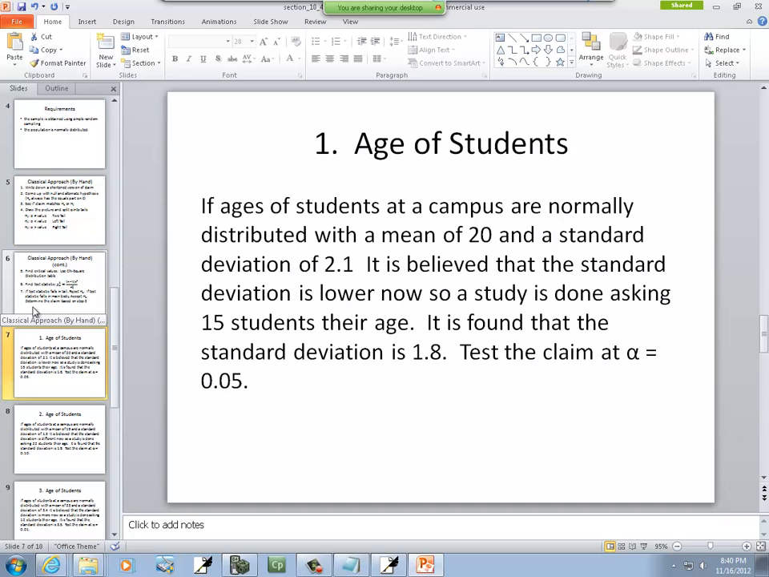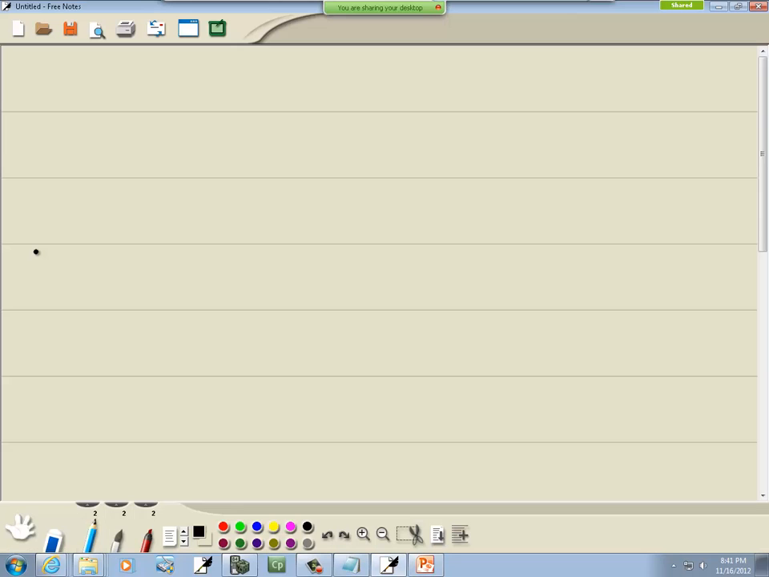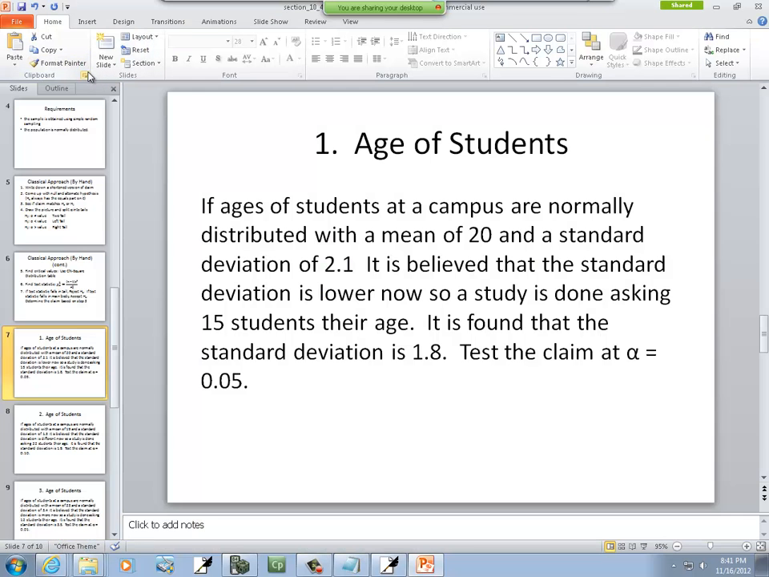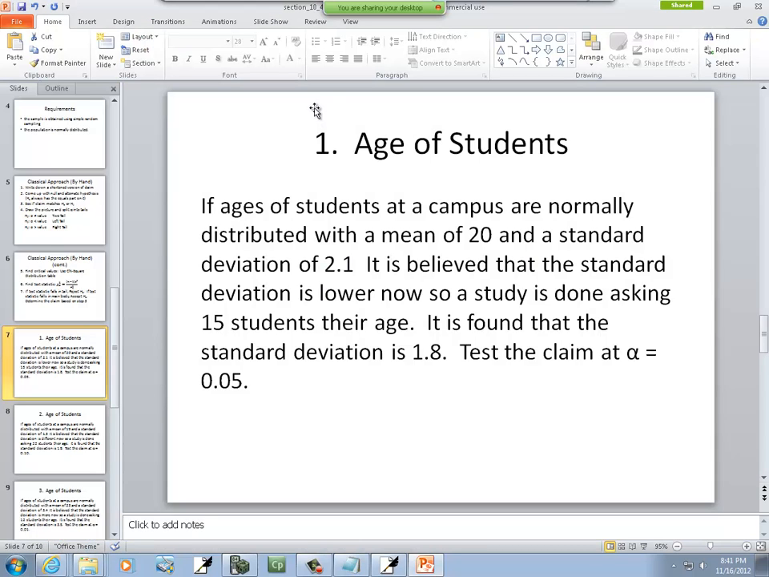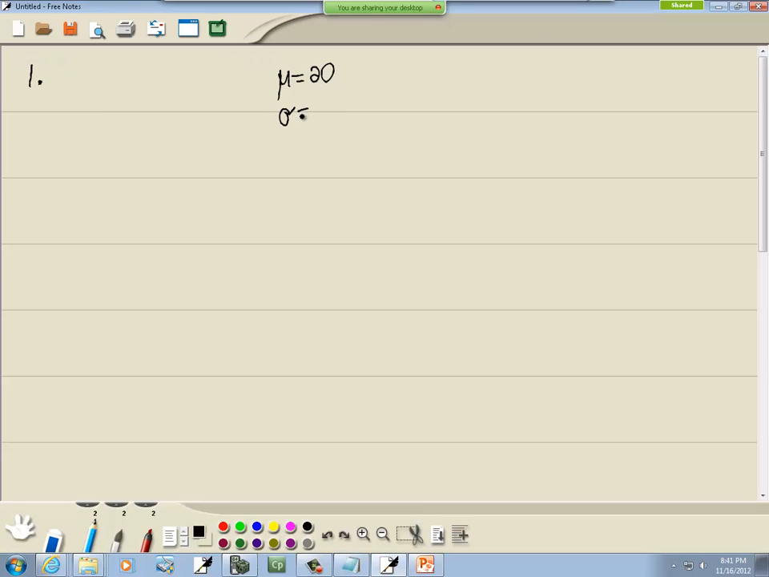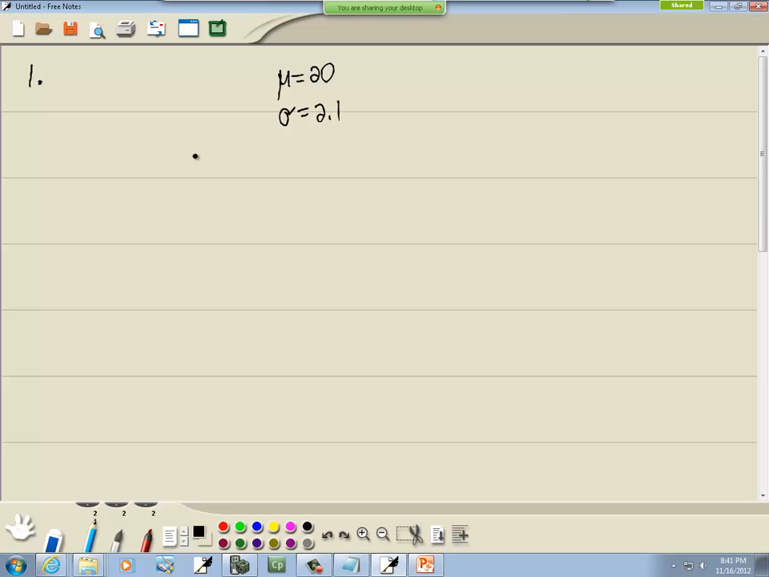Well, let's look at these steps. If ages of students at a campus are normally distributed with a mean of 20, what they're telling us there is mu, because it doesn't say anything about a sample at this point. And a standard deviation of 2.1, so that would be sigma. It is believed the standard deviation is lower now. That sounds like the claim, so lower than something.